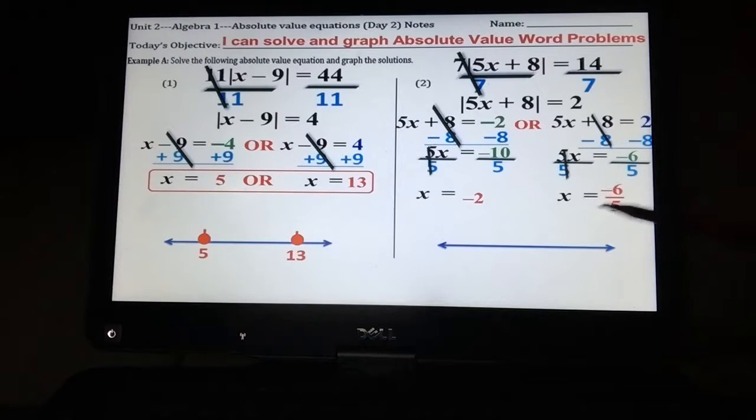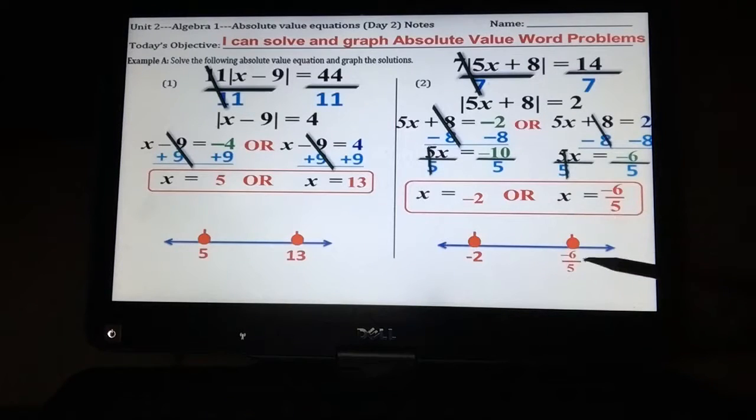Okay, so I'm going to graph these two. The smaller one is the negative 2, so that goes first. So negative 2, and then over here we have negative 6 over 5. Alright, so that is number 2. Let's go to number 3 now.